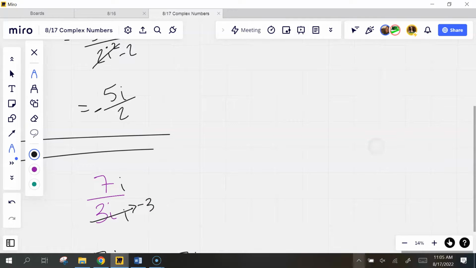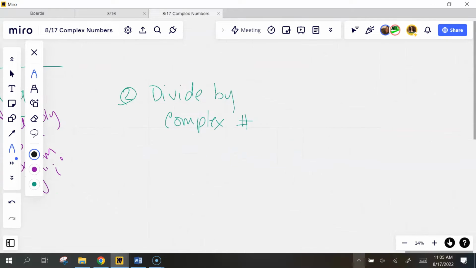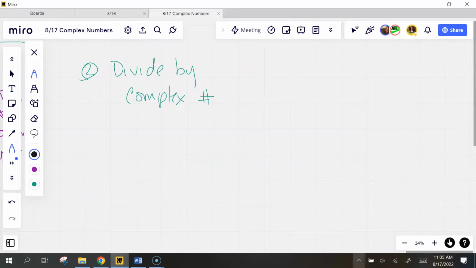Okay, let's talk about dividing by a complex, because here's the hardest part. Now, have you all heard of a conjugate before?